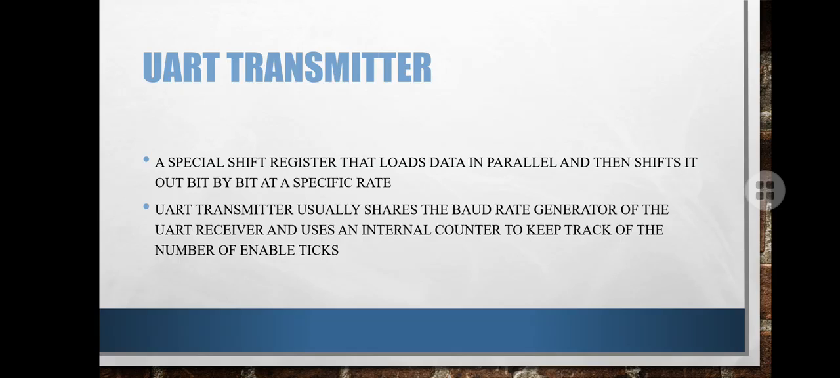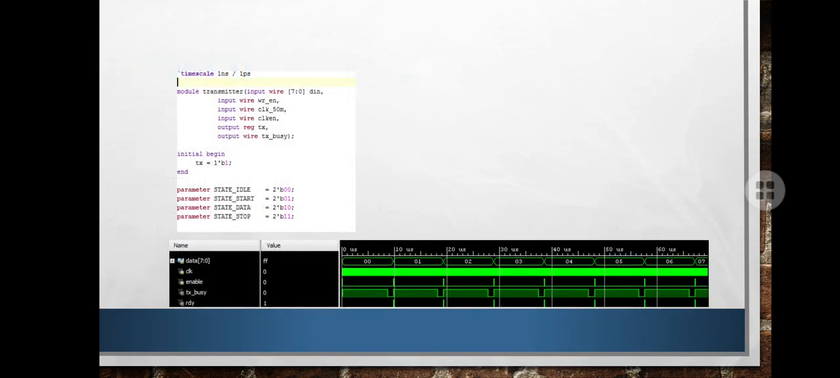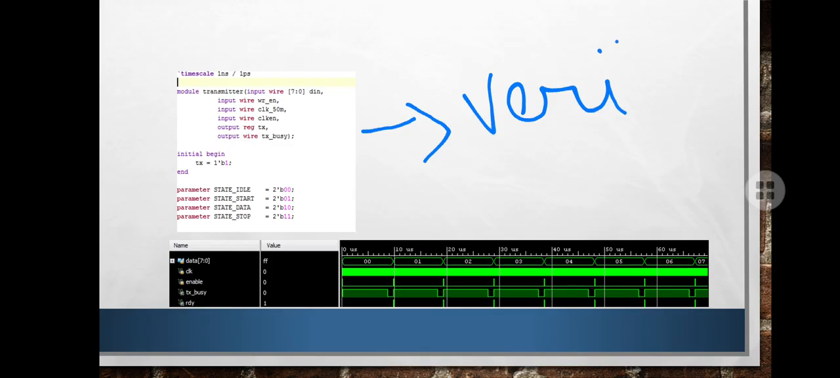Now what is a UART transmitter? A UART transmitter is a special shift register that loads data in parallel and then shifts it out bit by bit at a specific rate. The UART transmitter usually shares the baud rate generator of the UART receiver and uses an internal counter to keep track of the number of bits. This is a Verilog code which initializes the transmitter, write enable pin, clock, clock enable, transmitter, and transmitter busy.